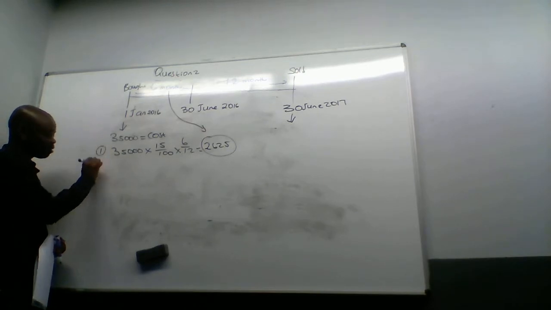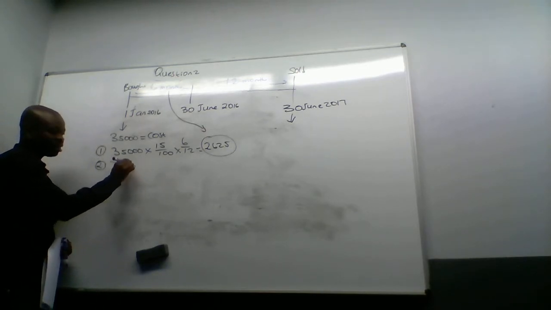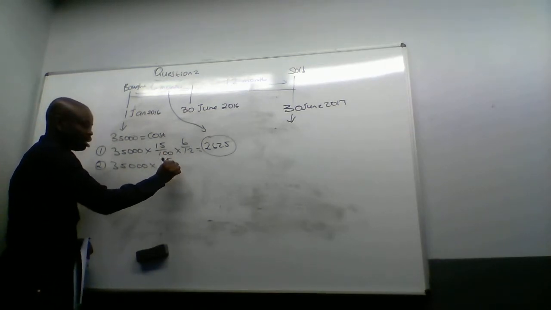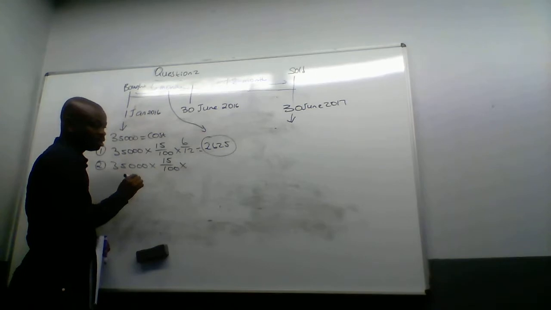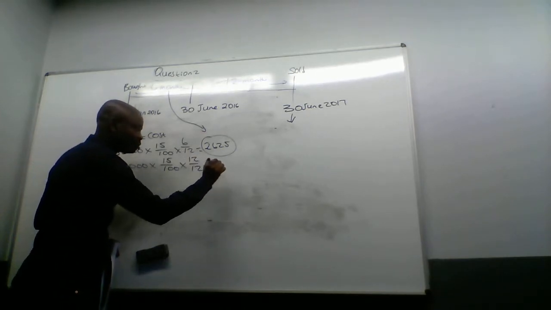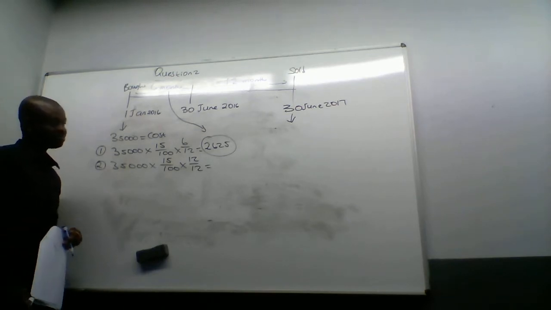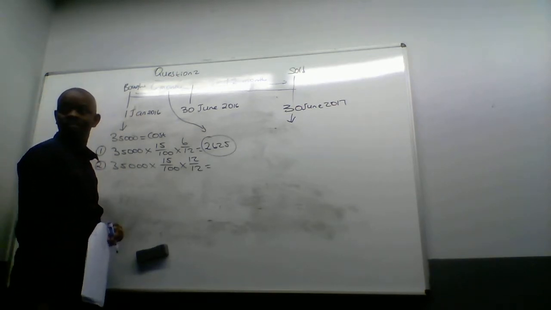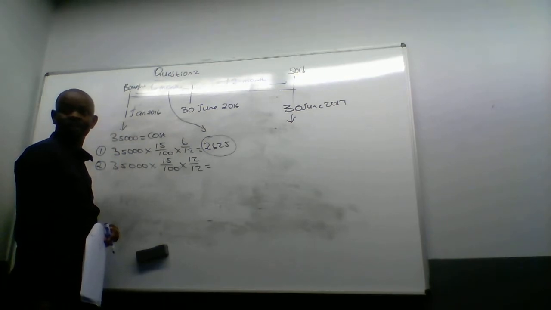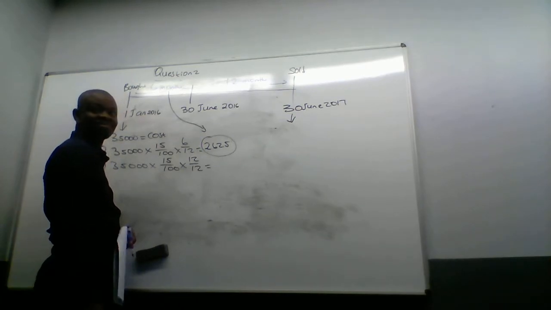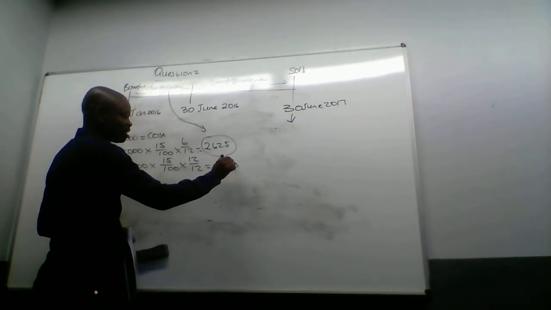This was the first year. For the second year, we say 35,000 times, which method are we using? Straight line. Okay, 15 over 100, times 12 over 12, which gives 5250.